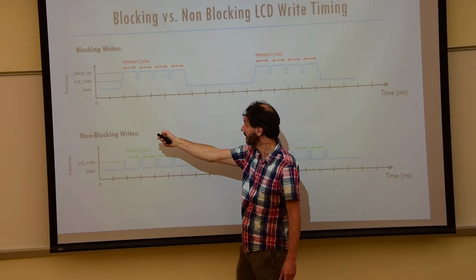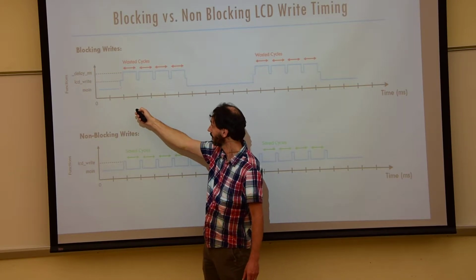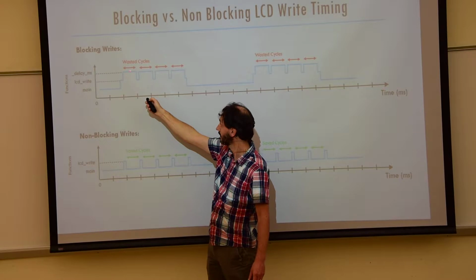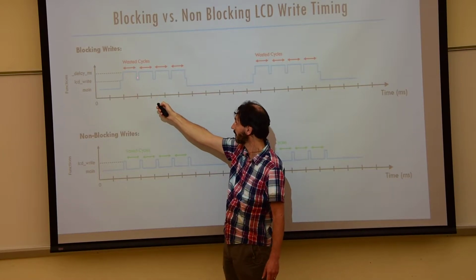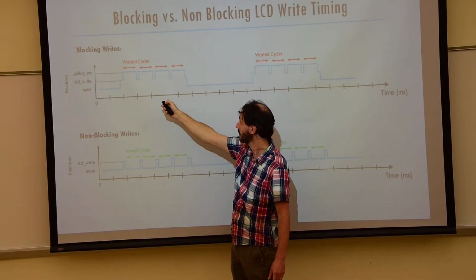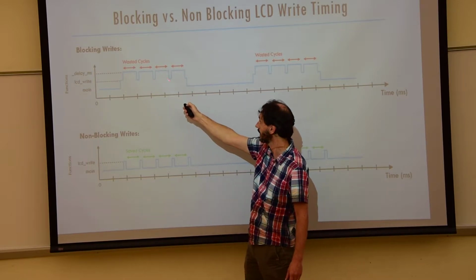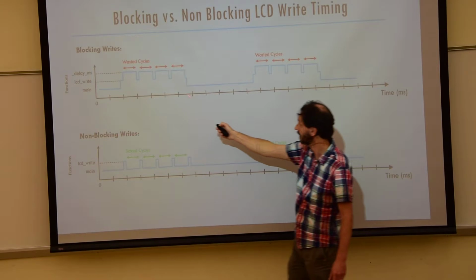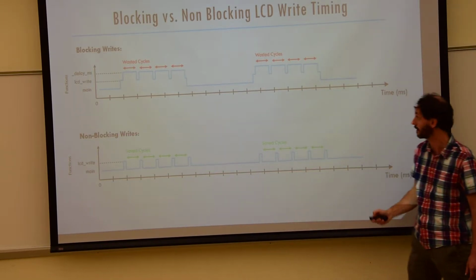Now, here's a picture for what happens, right? If you have blocking writes, then the main program will work. You have an LCD write, then you have to wait for a millisecond. It's wasted cycles. You do the next piece of code, you wait again, next piece of code, wait again, and finally you get out and you have, in a sense, waited for 4 milliseconds.